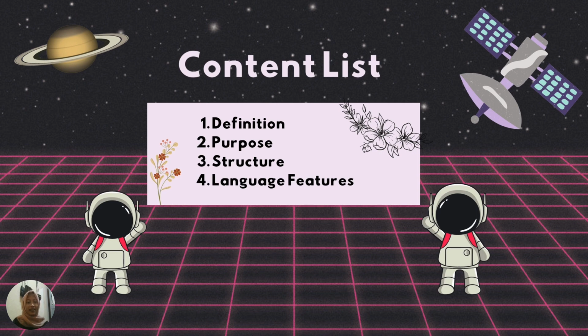Okay, this is the content list of our topic discussion today. The first is definition, second purpose, third is structure, fourth language features, and the next on the content list is the example of recount text.